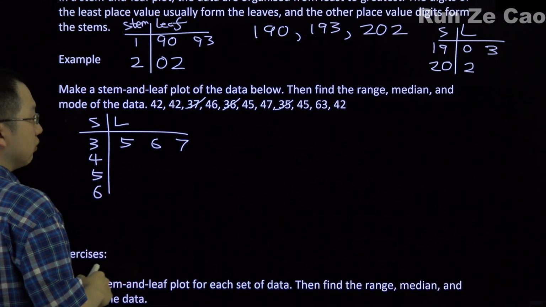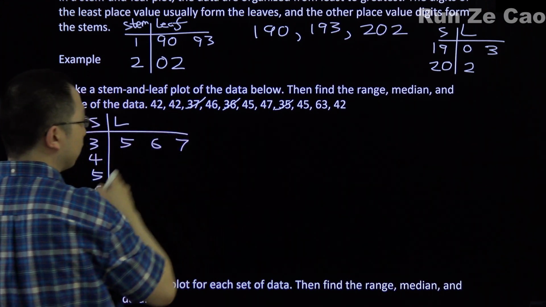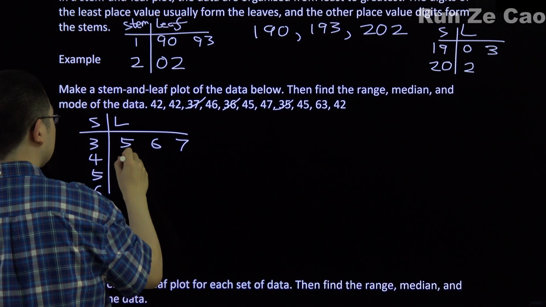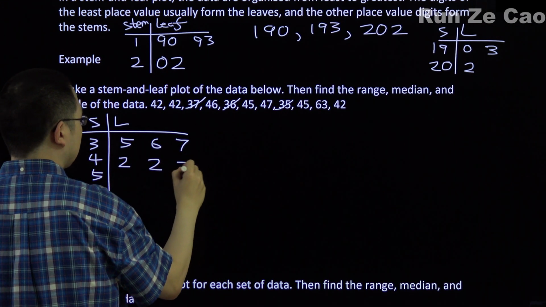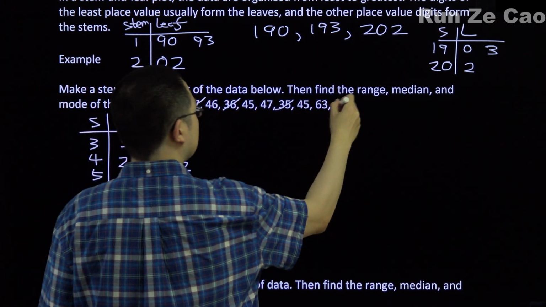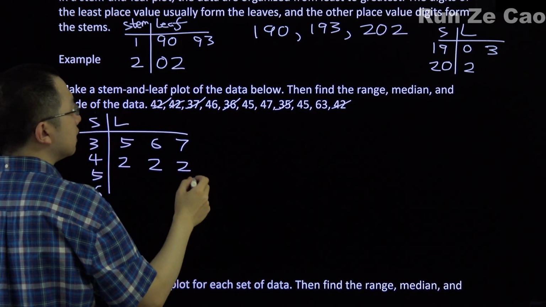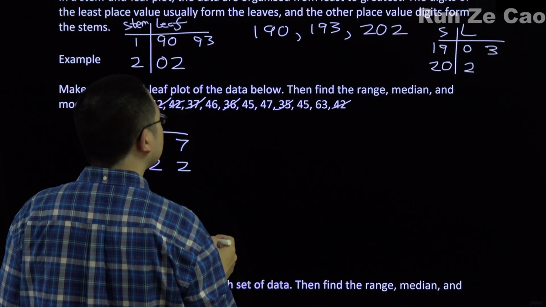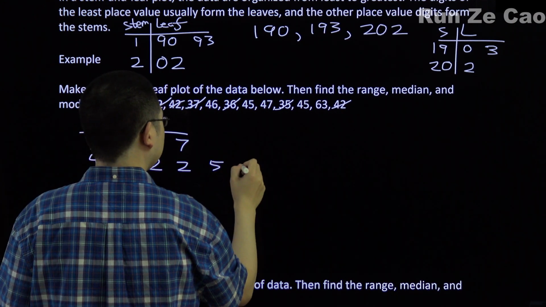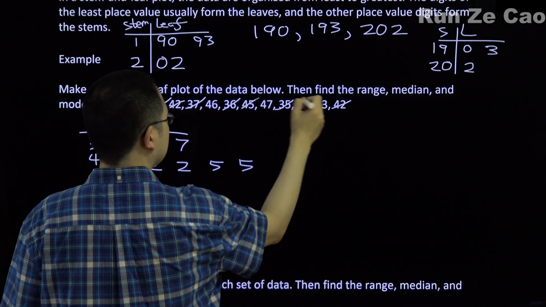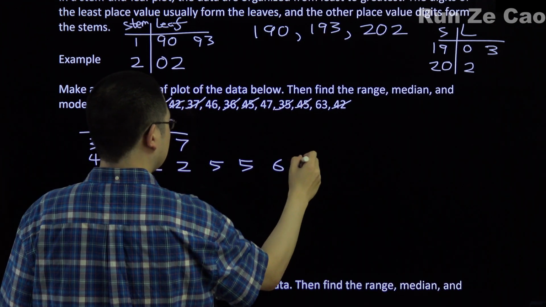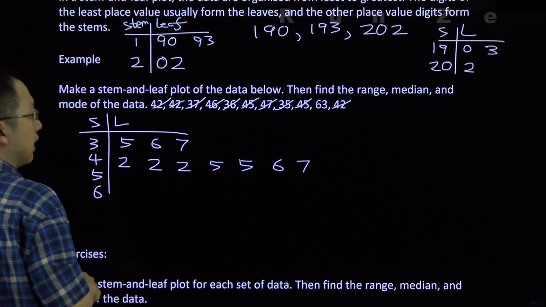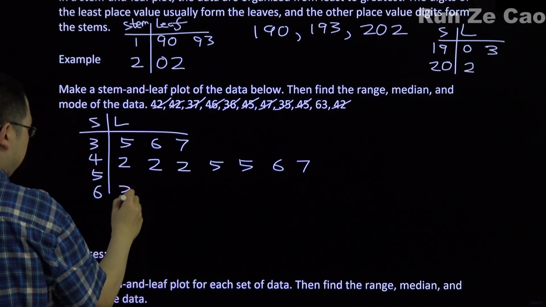So, 5, 6, 7, 6, and 7. And the 40s, we got 42, 42, and 42. And we don't have any 40s or 41s, so 2, 2, 2. And we got 45, 45, 46, and 47. So 5, 5, 6, 7. And then we got a 63 down here.